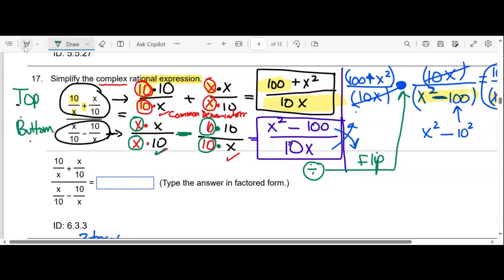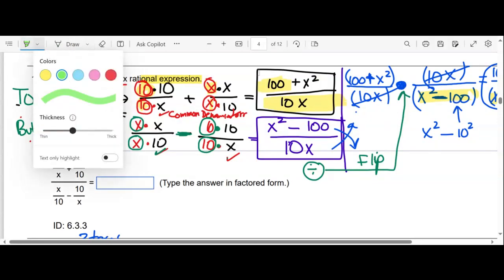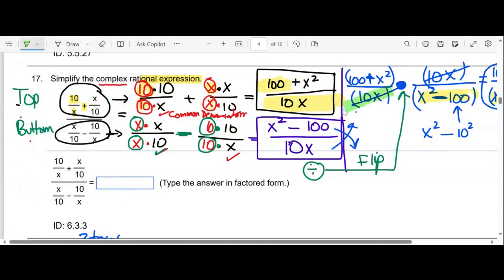Can I cancel? Yes or no? Yes. Cancel what with what? 10x with 10x. So what's left? 100 plus x squared over x squared minus 100.